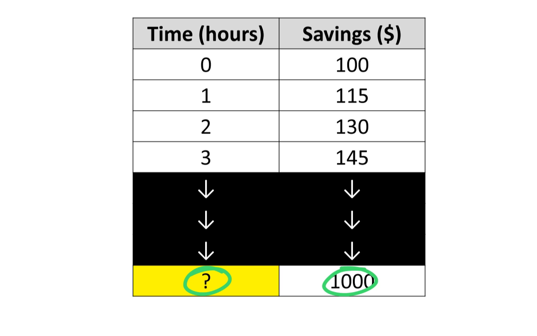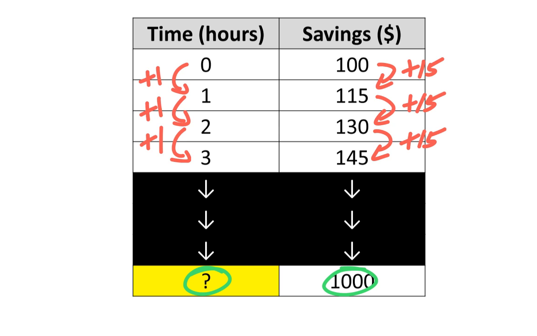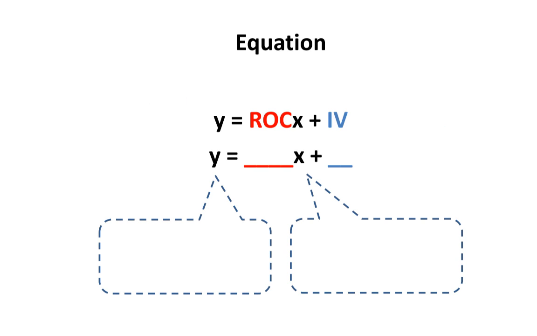First, you'll notice that the rate of change is an increase of $15 for every 1 hour. Next, you'll notice the initial value is $100 since that is the amount of money you have when you work 0 hours. This situation can be represented with the equation y equals rate of change multiplied by x plus initial value. We just determined the rate of change to be an increase of $15 for every 1 hour.